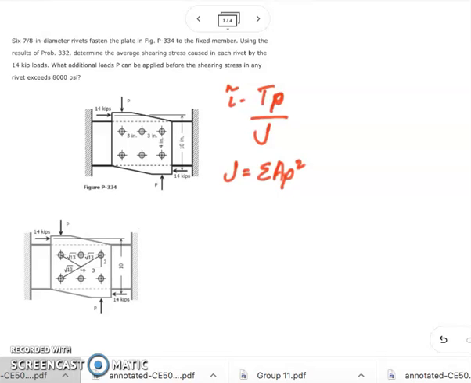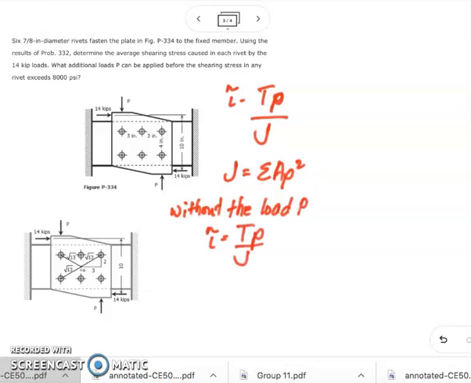To start with, let us consider the first unknown, which is to compute the average shearing stress caused by each rivet with the 14 kip load. We don't have the load P yet. So without the load P, we have tau is equal to torque times rho all over J.